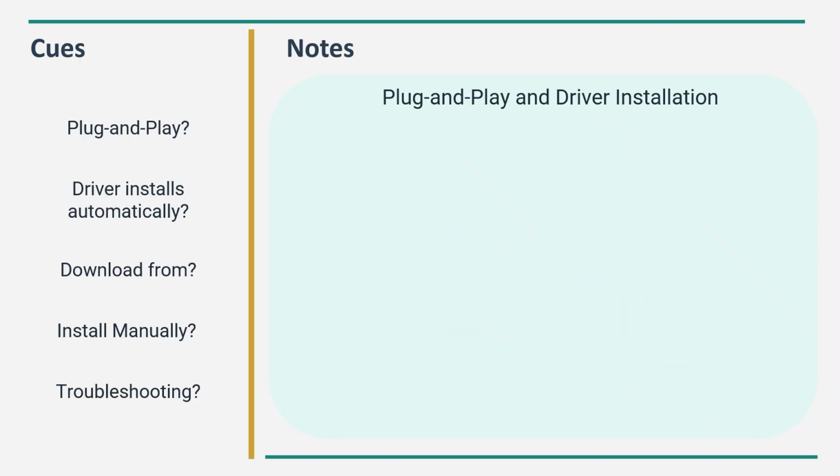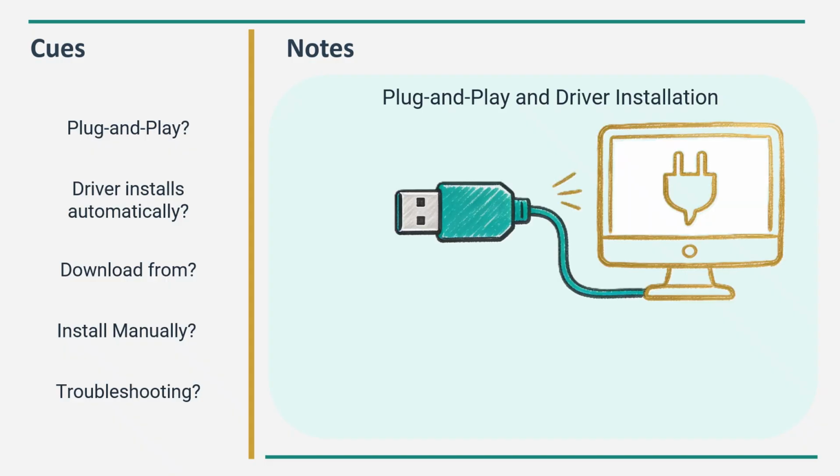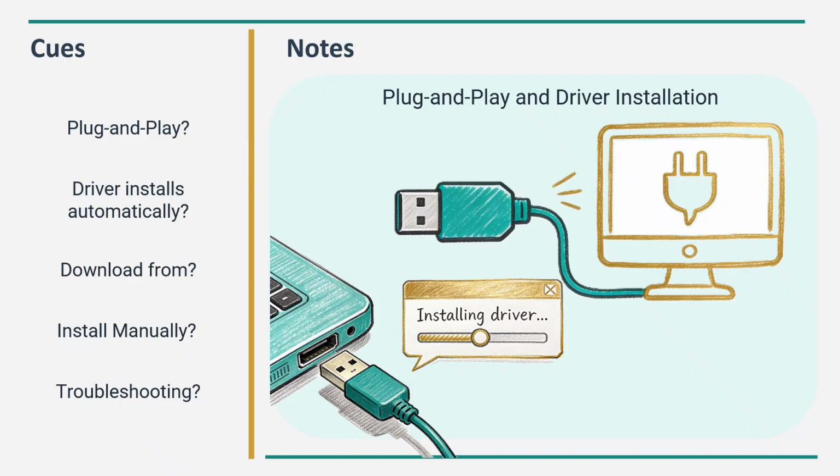Many modern devices are plug and play, which means that when you plug them in, the operating system automatically detects them and installs a suitable driver. Sometimes the driver comes from the OS itself, and sometimes it is downloaded from the internet. In other cases, you may need to install drivers manually from a CD, flash drive, or website. If a plug-and-play device does not work, troubleshooting steps include checking the cable, trying another port, and updating or reinstalling the driver.